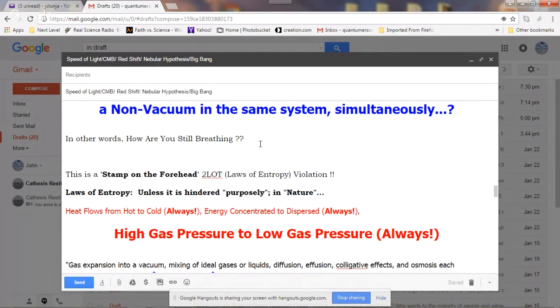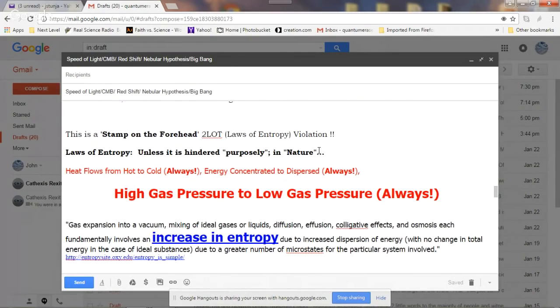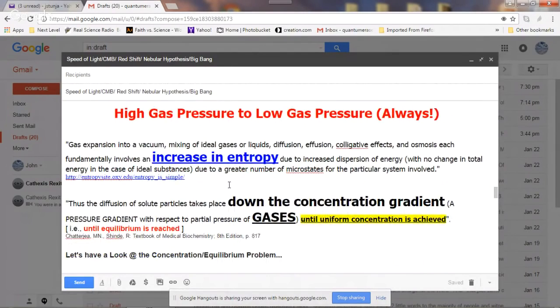The reason is that this is a stamp on the forehead: a second law, laws of entropy violation. That's it, it's done. The laws of entropy, unless hindered purposely: in nature, heat flows from hot to cold always. Energy concentrated disperses always. High gas pressure to low gas pressure always. That's it. From the entropy site.edu: gas expansion into a vacuum, the mixing of ideal gases or liquids, diffusion, effusion, colligative effects, and osmosis each fundamentally involve an increase in entropy due to increased dispersion of energy, due to a greater number of microstates for the particular system involved.